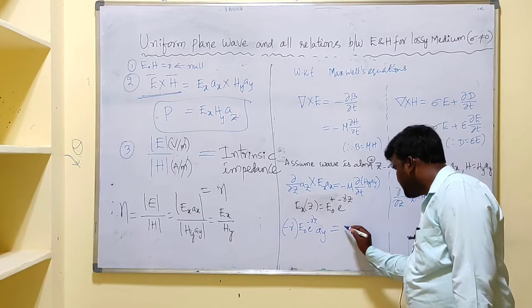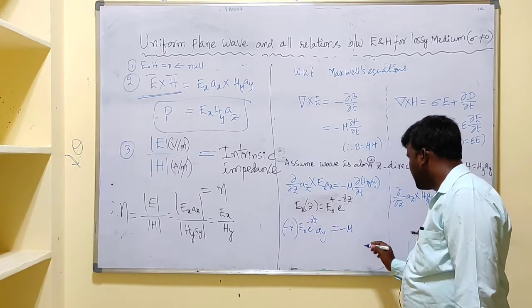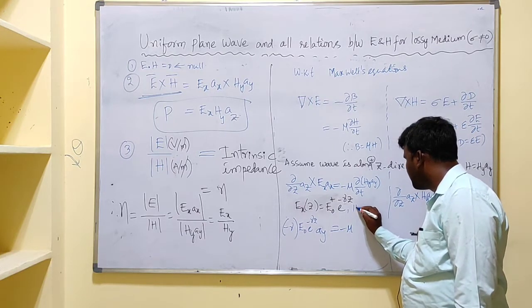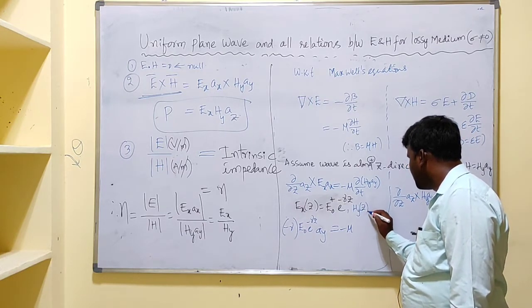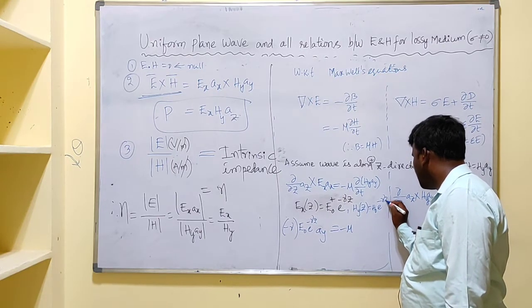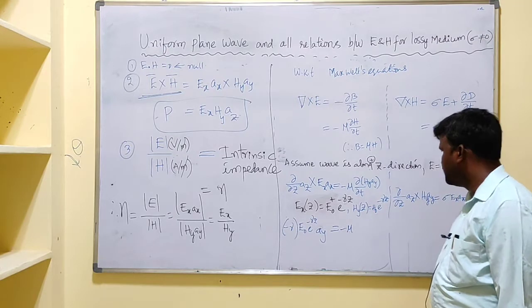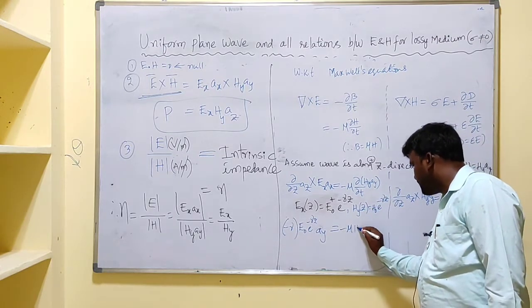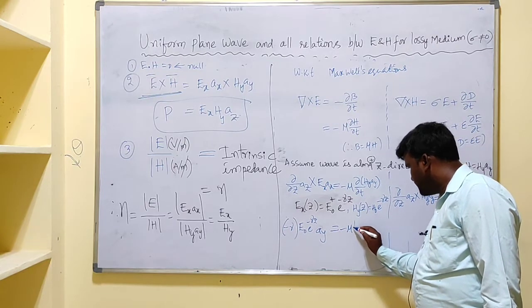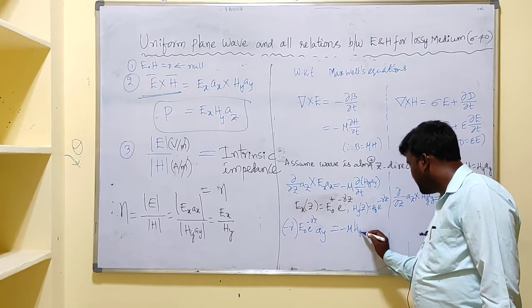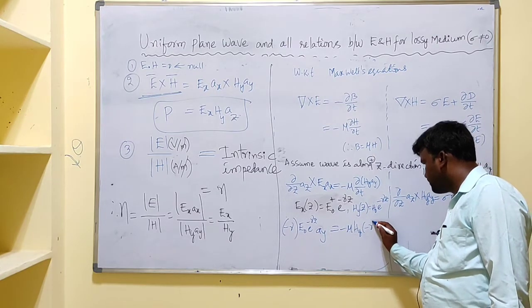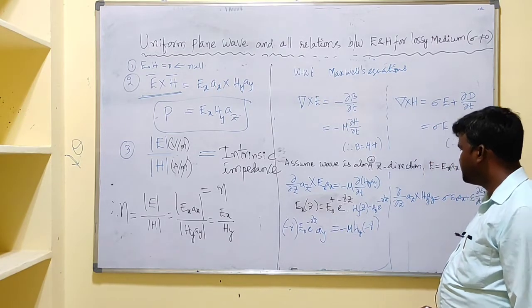And what about the other side? That is minus mu, and Hy can be taken as Hy of z, which is H naught into e to the power minus gamma z. The differentiation of this one gives H naught into e to the power minus gamma z, that is Hy, and again the differentiation of e to the power minus gamma z gives minus gamma.